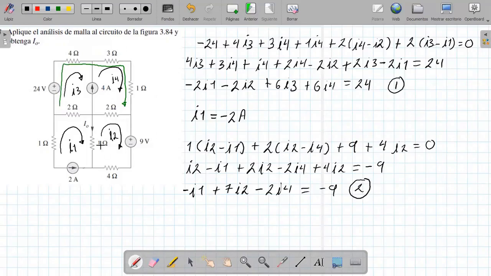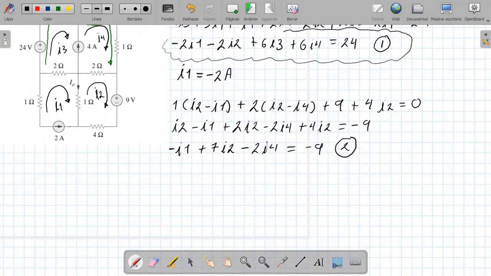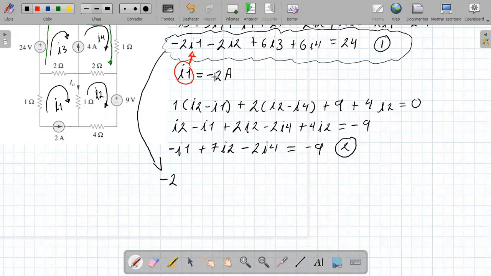Now, we already made mesh 1. We already made mesh 2. We already made the super mesh. I already have the I1. I'm going to come here, grab this one here, and replace the I1. I'm going to put a brighter color on it. I'm going to replace the I1 here. I'm going to bring this equation and put it here. So it would be minus 2 I1, and the I1 would be minus 2 by replacement because I already have it.